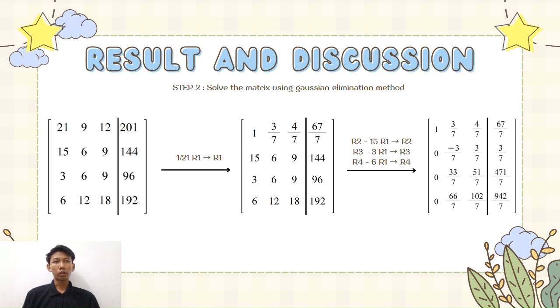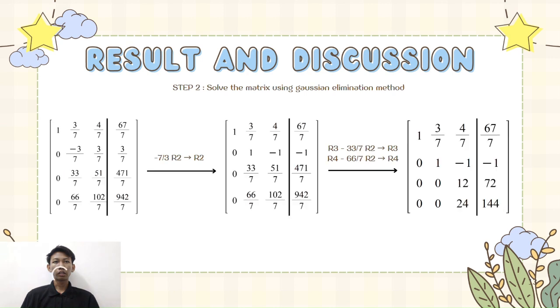On the second row, we perform R2 minus 15 R1 and it becomes the new R2. So we will get negative 3 over 7, 3 over 7 and 3 over 7. The third row will do R3 minus 3 R1 and become R3. So we get 0, 33 over 7, 51 over 7 and 471 over 7. On the fourth row, we do R4 minus 6 R1 and it becomes the new R4.